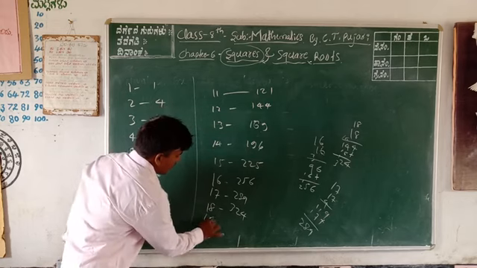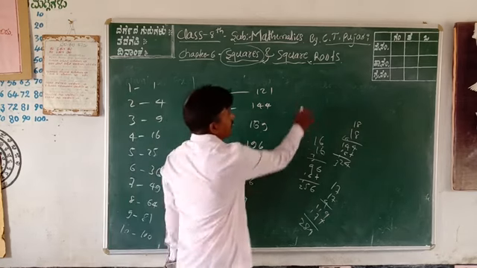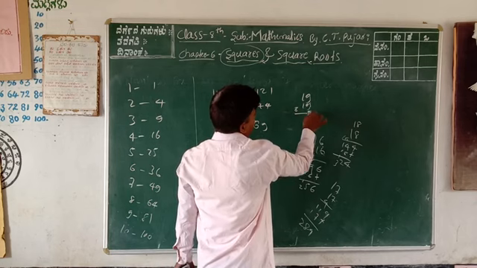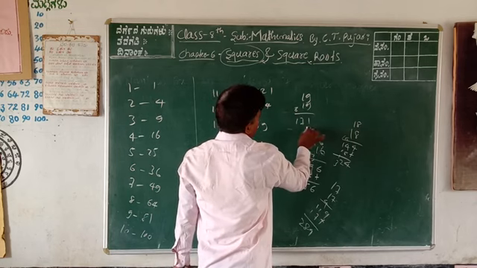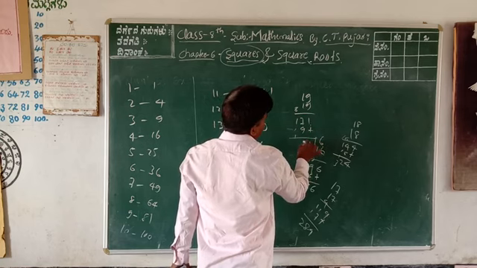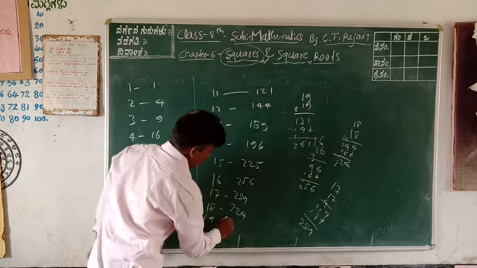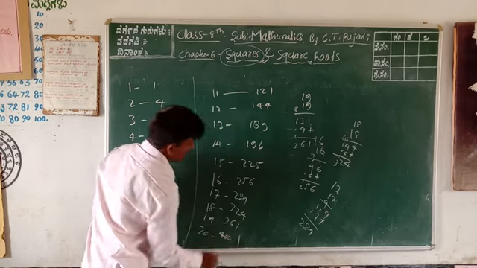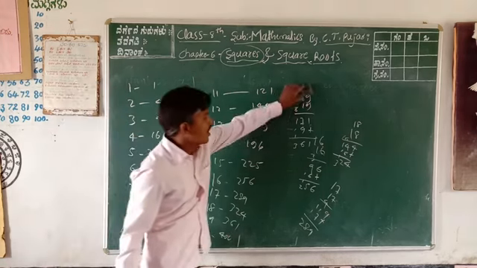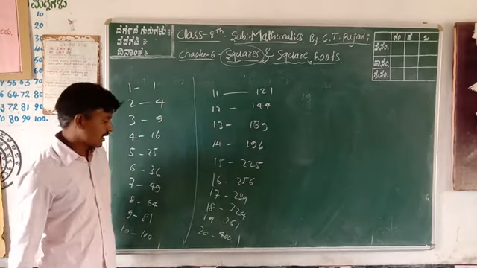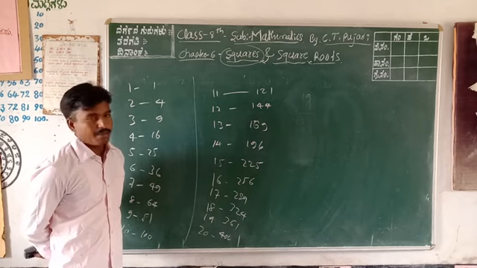What about 19? 19 again a square. 19 into 19, therefore the answer is 361. 361 is there. Therefore 20 is what? 400. These are square numbers. You can practice up to 50, or up to 30 is more important.